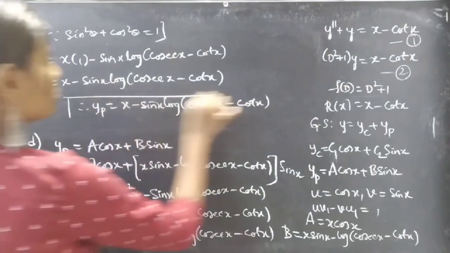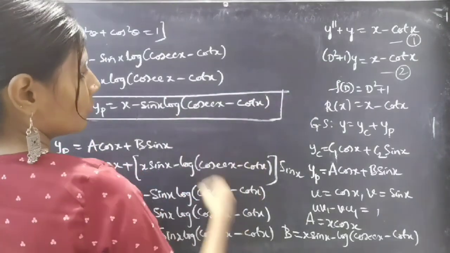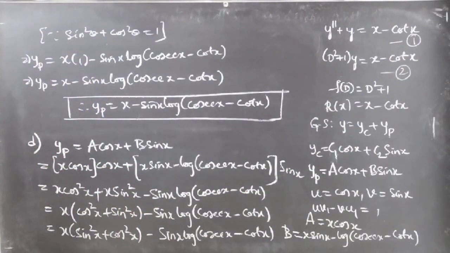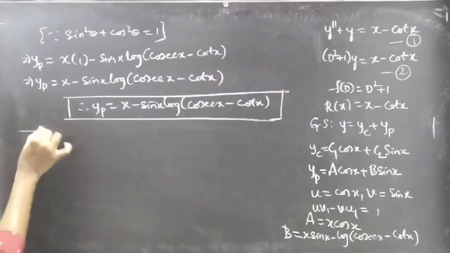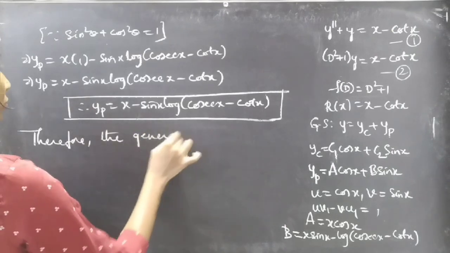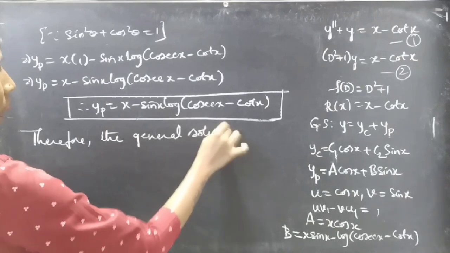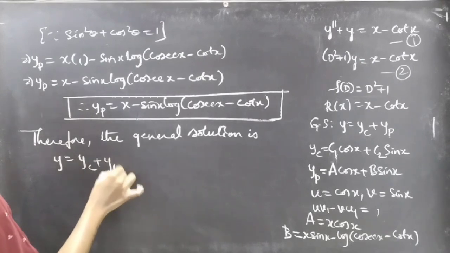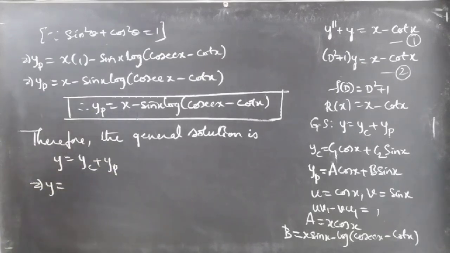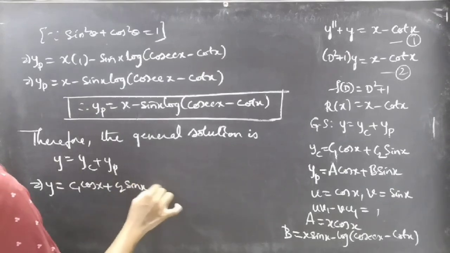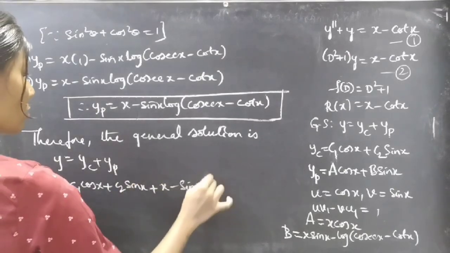Now coming to the general solution, we got yc and yp, so we can find the general solution using y equal to yc plus yp. Therefore the general solution is given by y equal to yc plus yp. Then y equal to c1 cos x plus c2 sin x plus yp, which is x minus sin x log of cosecant x minus cot x, which is the required solution.